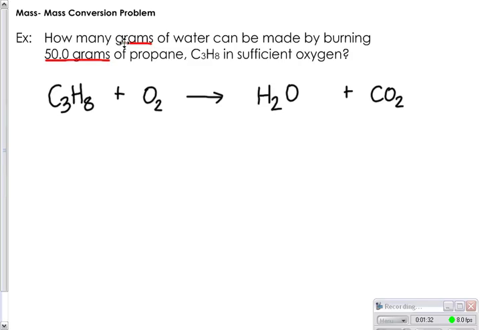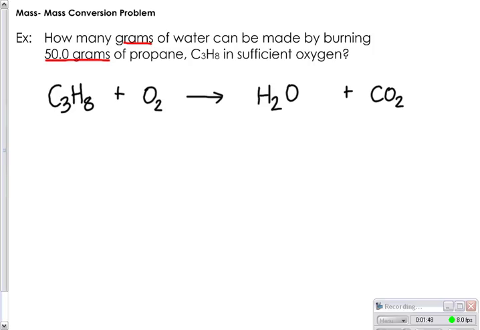Now, a lot of students get hung up on that word in the problem where it says sufficient. Sufficient just means enough oxygen. So what this is trying to tell you is that you have enough oxygen for this reaction to happen as is, using the numbers that I gave you.